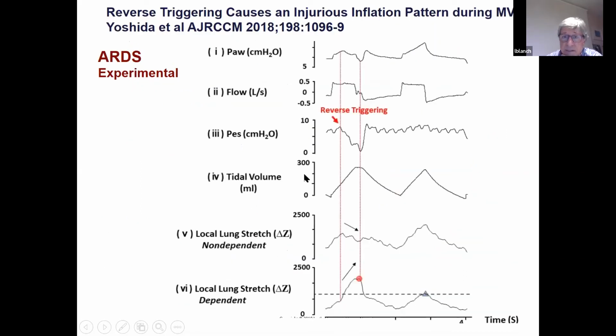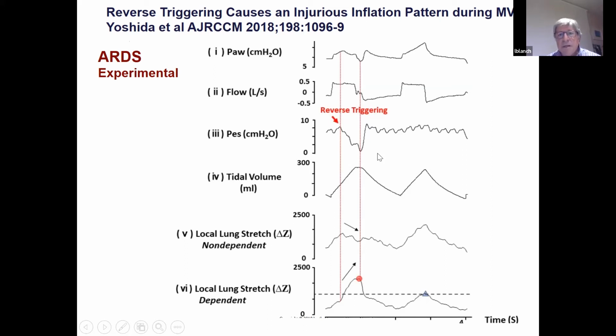This is just an experimental animal to demonstrate what I was commenting. This is an experiment by the group of Yoshida and Laurent Brochard. And you have here the tracings of airway pressure, flow, esophageal pressure. Clearly, this is a reverse triggering breath. And here, this is local lung stretch demonstrated by impedance tomography. And it can be seen that in the dependent lung areas, there is a stretch, there is deformation caused by reverse triggering.